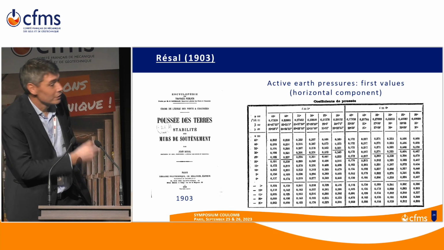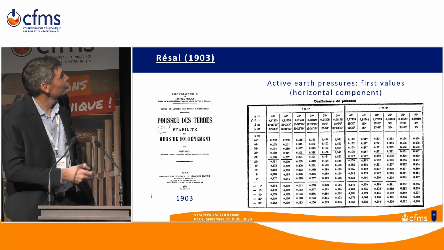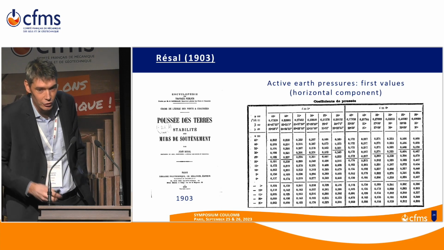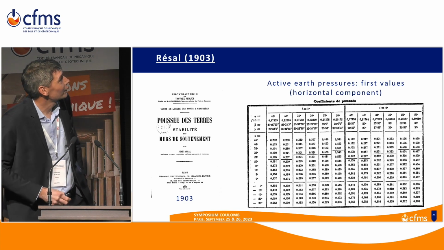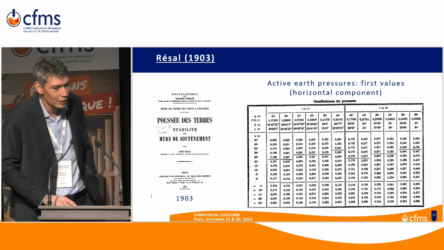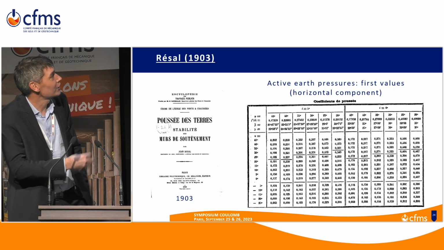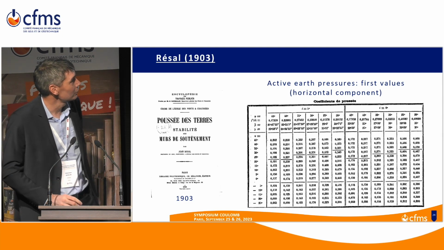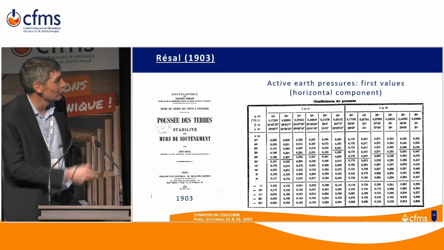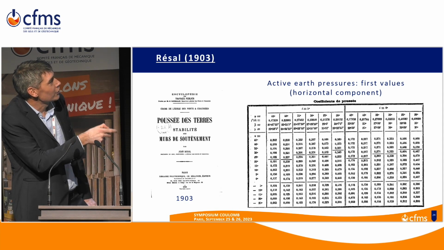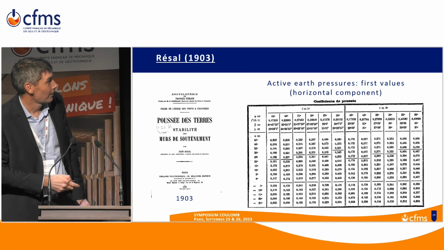Based on that, if we continue the history, in 1903 there was a first contribution regarding the calculation of these pressures by Résal, with, in these tables, maybe the first table with the values of the active earth pressure, determined by Résal with some approximation regarding the Boussinesq equation. Here we have some values that we can recognize in terms of horizontal component.